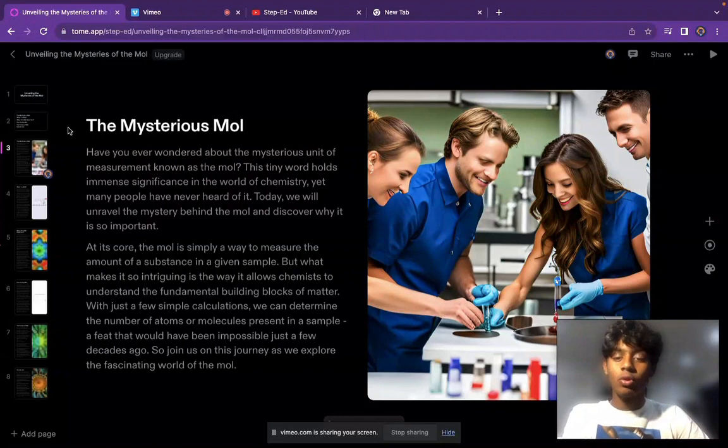At its core, the mole is simply a way to measure the amount of a substance in a given sample. But what makes it so intriguing is the way it allows chemists to understand the fundamental building blocks of matter. With just a few simple calculations, we can determine the number of atoms or molecules present in a sample, a feat that would have been impossible just a few decades ago. So join us on this journey as we explore the fascinating world of the mole.